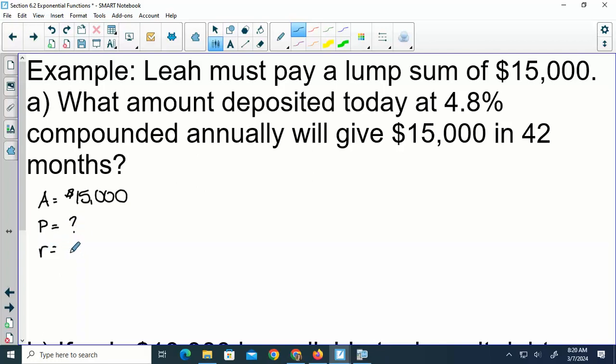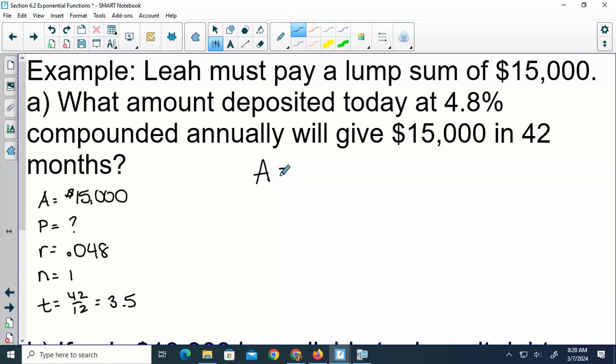What is my interest rate? 4.8%, so 0.048. Okay, N, how many times are we compounding each year? Annually means 1. Semi-annually is 2. Time. What would we do to get our time? We take 42 divided by 12 and we get 3.5.